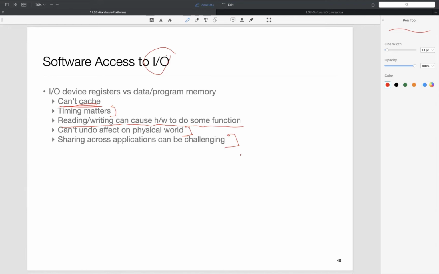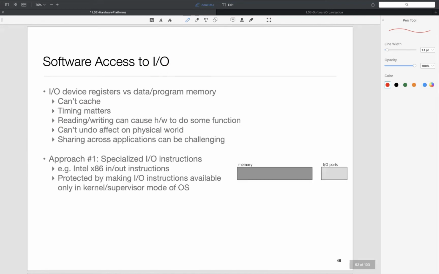Against standard stuff sitting in memory, doesn't face these issues. So IO is trickier, and there are a couple of ways one deals with this. One is that in some processors, there are specialized IO instructions. Intel x86 processors are an example. They have these instructions called in and out instructions, which are meant for accessing a separate area, a separate set of IO ports.